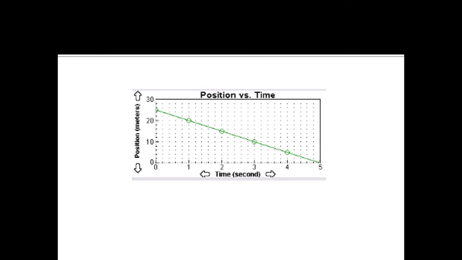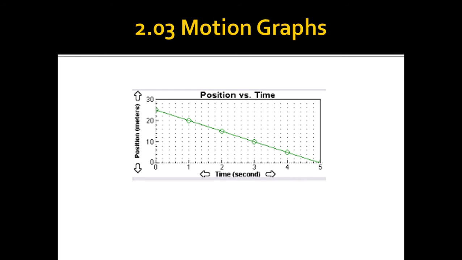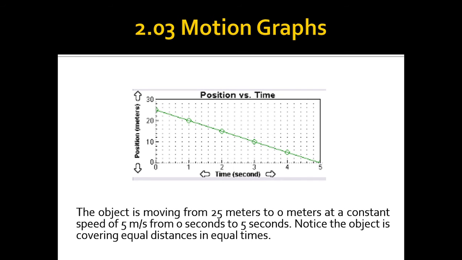Here we have another example. The difference between this one and the last one is that this one is the opposite. The object is moving from 25 meters to 0 meters at a constant speed of 5 meters per second, from 0 seconds to 5 seconds. Notice the object is covering equal distances in equal times. Pretty similar to what we just talked about in the last graphic.